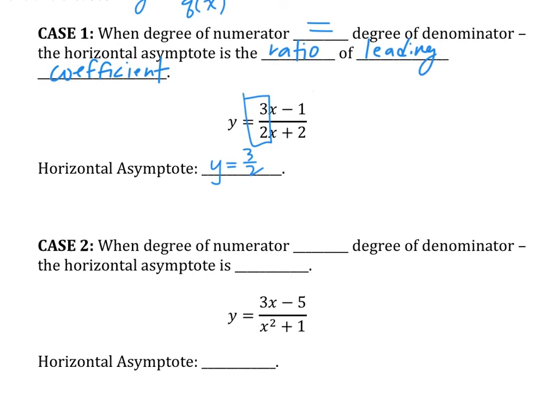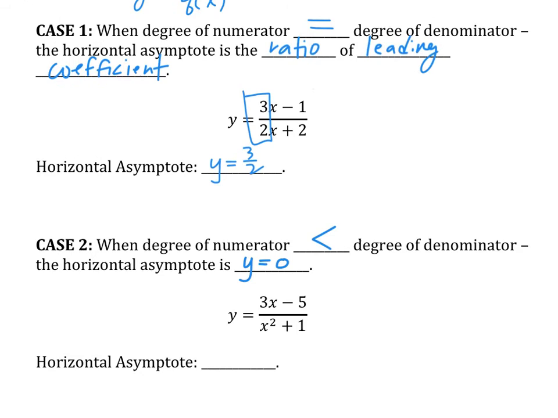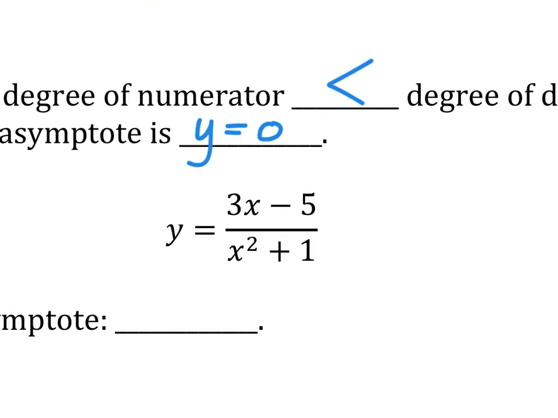Case number 2. When the degree of the numerator is less than the degree of the denominator, the horizontal asymptote is 0. What's the degree in the numerator right now? 1. What's the degree in the denominator? 2. So 1 is smaller than 2, so it's automatically 0. If you really want to know why, I can tell you, but we're going to learn about why a lot next year.